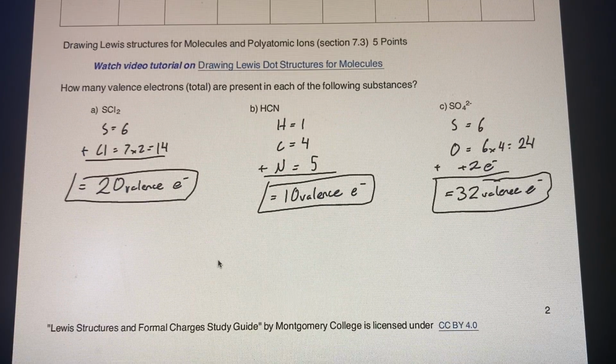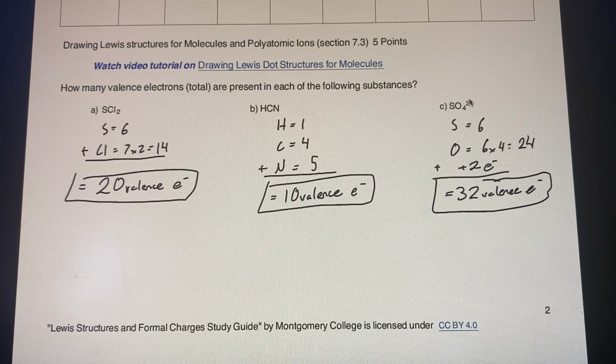We then move on to finding the number of valence electrons in each of the following substances. In order to do this, we are essentially adding up the valence electrons of the atoms. So sulfur has 6, chlorine has 7, but there are 2 chlorine atoms, so we multiply that by 2 and get 14, for a total of 20 valence electrons. For the compound containing hydrogen, carbon, and nitrogen, we have 1 from hydrogen, 4 from carbon, and 5 from nitrogen. That gives us a total of 10 valence electrons.